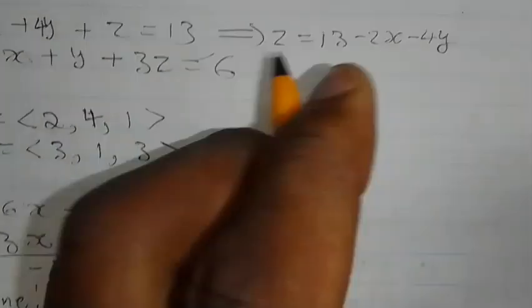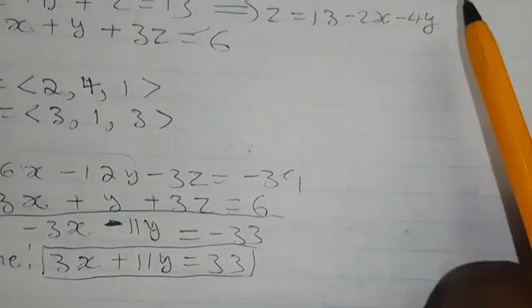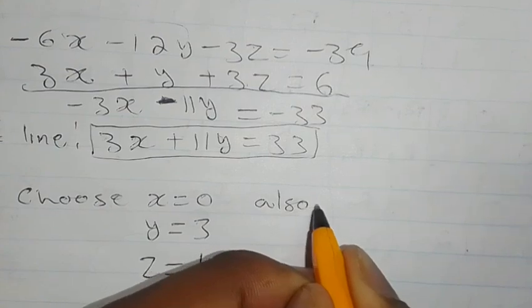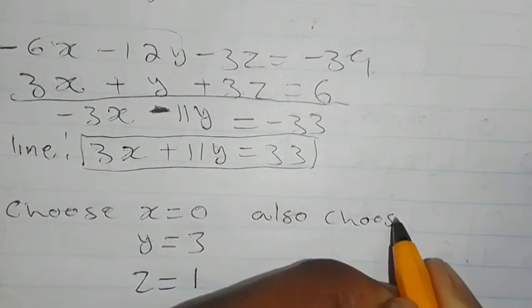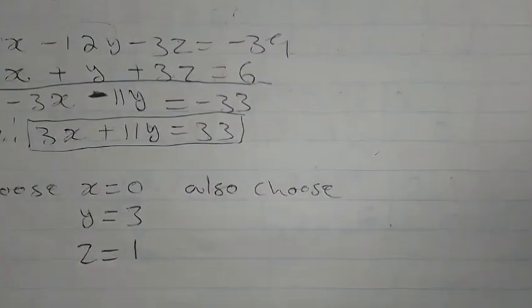And then we solve for z in the first plane. Then we find the value of z here. If you plug in x = 0, y = 3, you'll get the value of z to be 1. Also, you can choose another coordinate. You can choose any coordinates you want. I'm just choosing the coordinates that make my life simple.